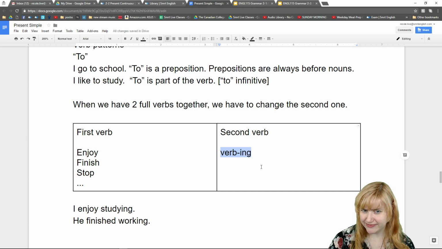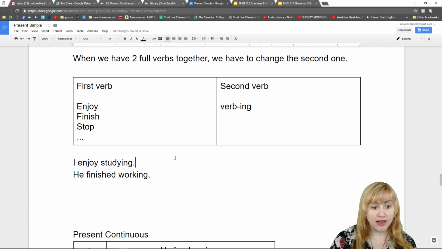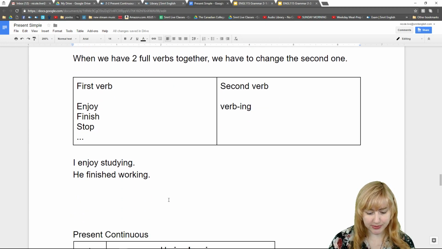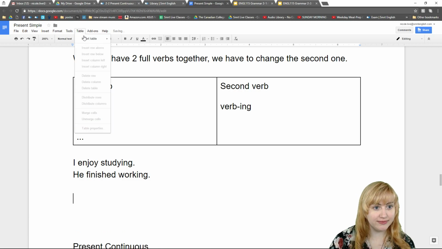Does that make sense? And there's a big list of special verbs that take ing after. And there's no easy way to do it. You just have to memorize them. You have to save them. I'll give you some examples with to. I'll make another little table.